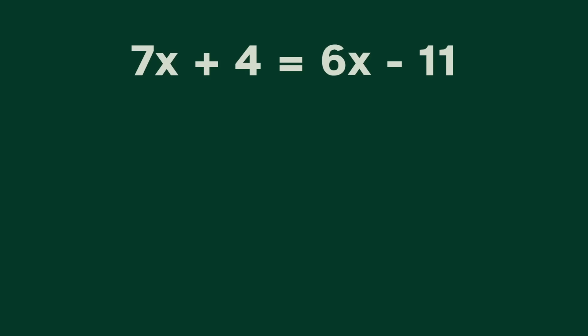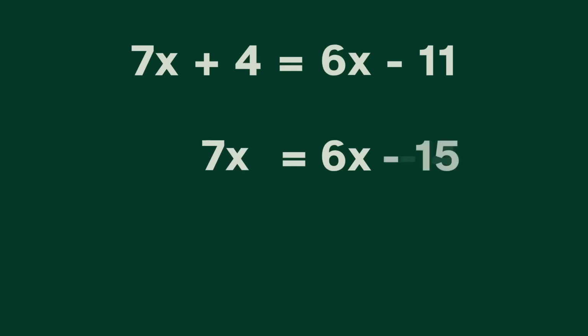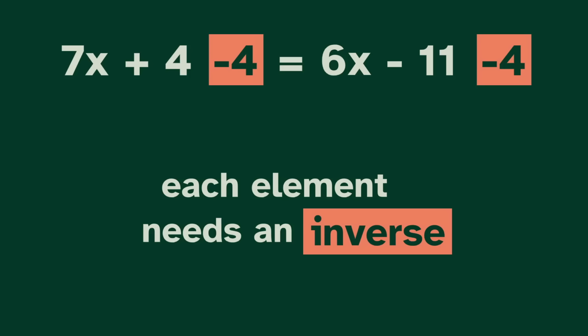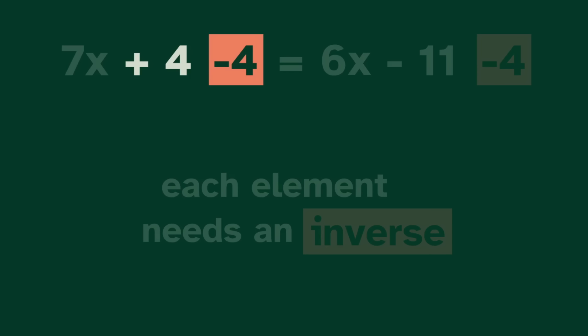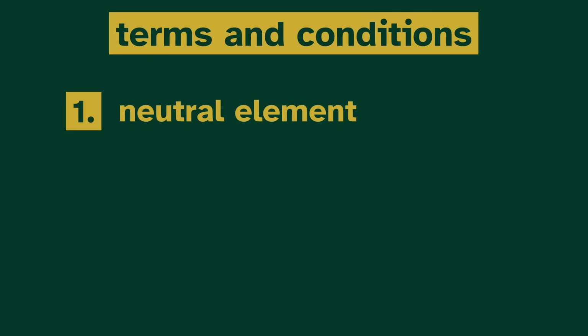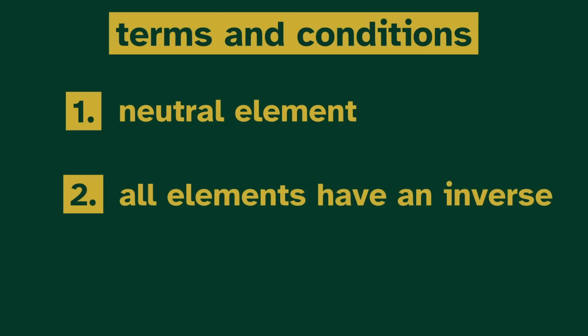Yeah, because groups are useful for algebra, which often uses equations like this one. And to solve an equation, it's nice to rearrange things. But in order to rearrange, each element needs an inverse. To move the 4, we have to add the inverse of 4 to each side. And the whole point of an inverse is that it makes things disappear. 4 plus -4 is just 0, which is the neutral element. It disappears if we add it to something else. So the terms and conditions are that a group must have a neutral element, and all elements have an inverse. Otherwise, algebra would be much harder.